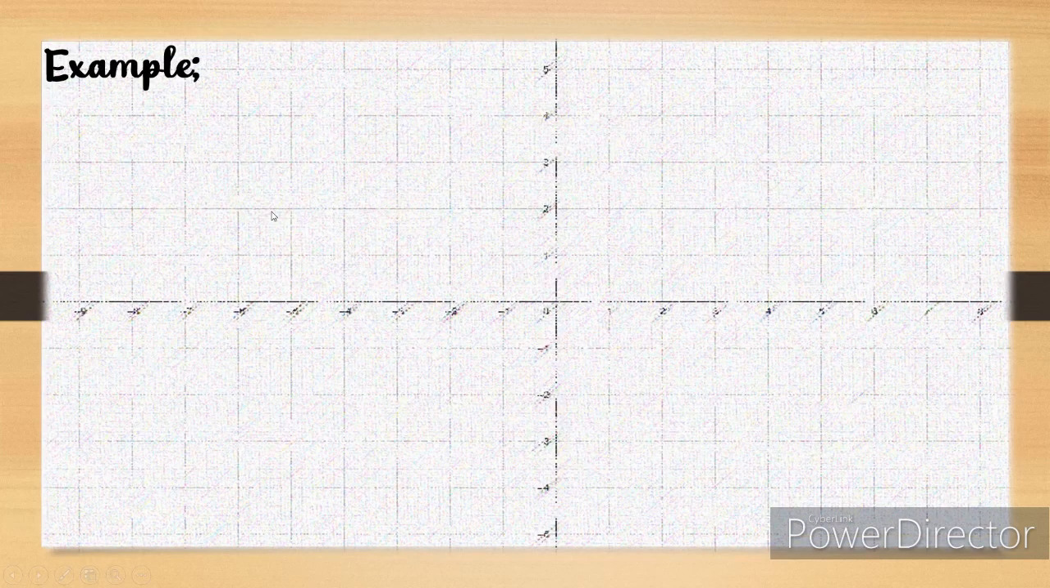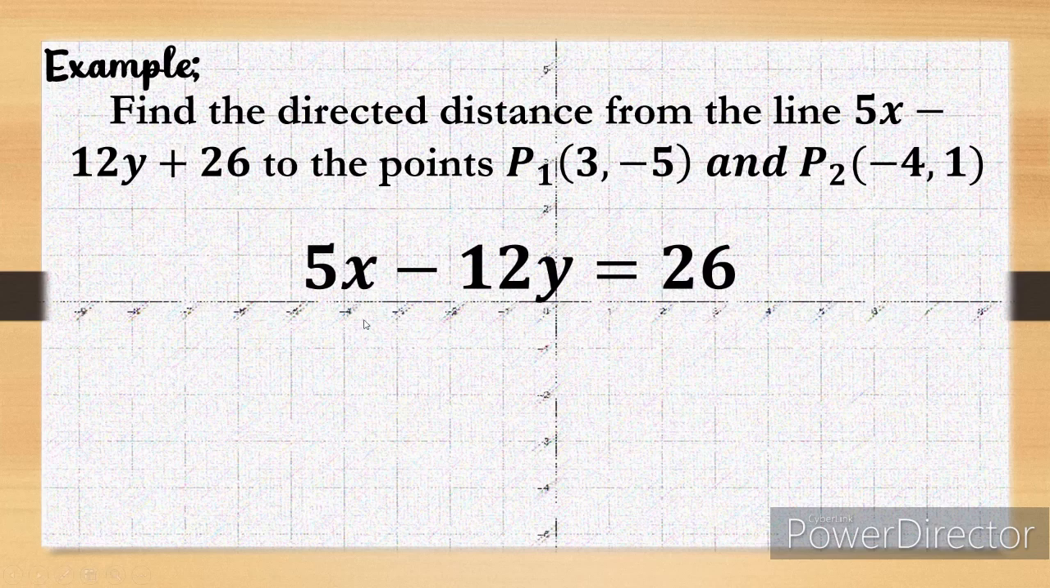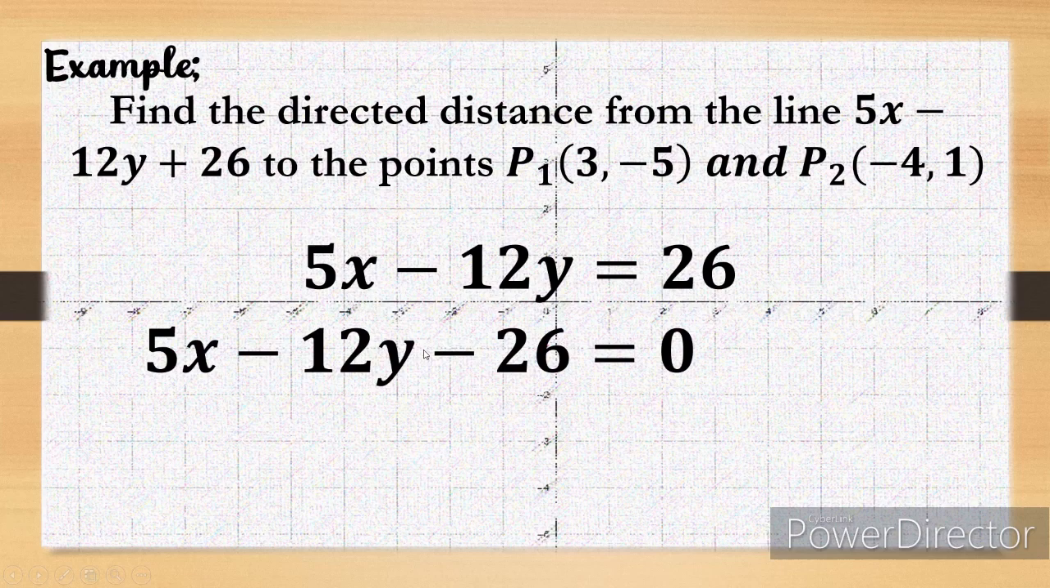Let's have some examples. First one, find the directed distance from the line 5x minus 12y equals 26 to the points P sub 1, 3, negative 5 and P sub 2, negative 4, 1. Again, we have the equation 5x minus 12y equals 26. So, first step natin, express this equation into general form. So, we will be having 5x minus 12y minus 26 equals 0.